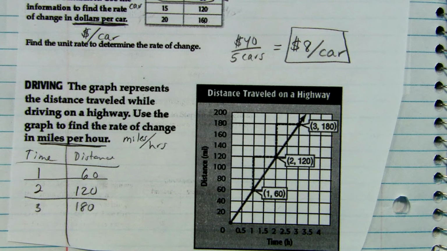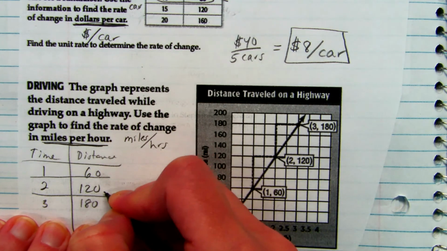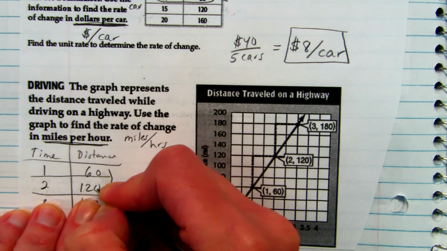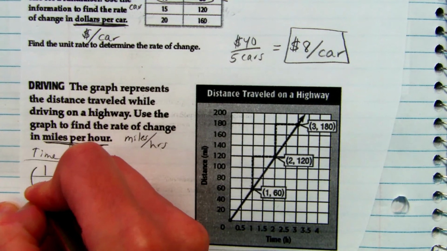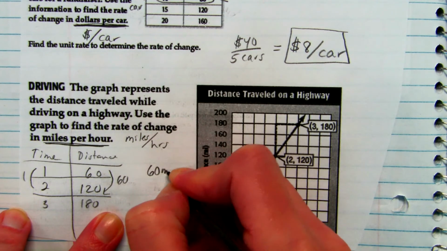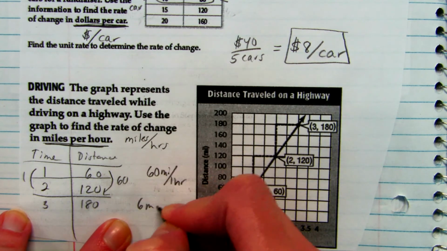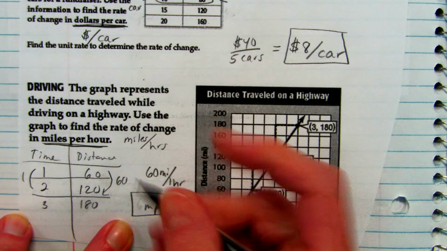And then I'll talk about the picture a little bit. So I only need 2 points from this line to figure out what the change is. So it says I'm going to do miles per hour. So miles is my distance. So I went from 60 to 120, so that's an increase of 60. And I'm going from 1 hour to 2 hours, so that's going up 1. So that means I'm going to have 60 miles for 1 hour, which is just 60 miles per hour. I wrote 6 instead of 60, hang on.